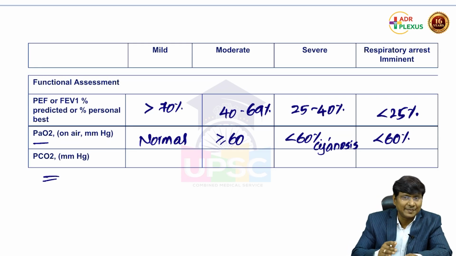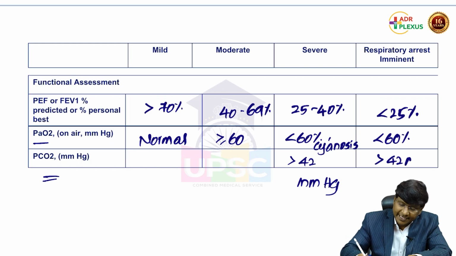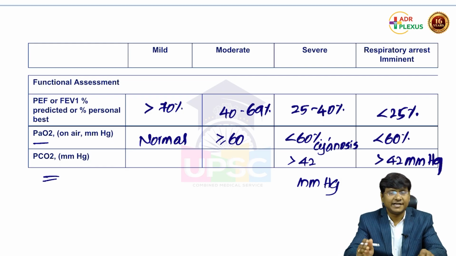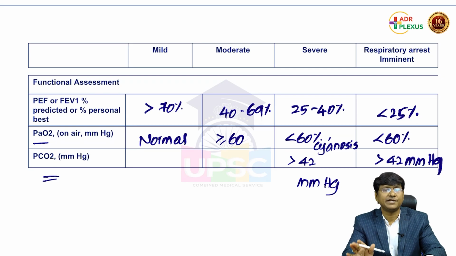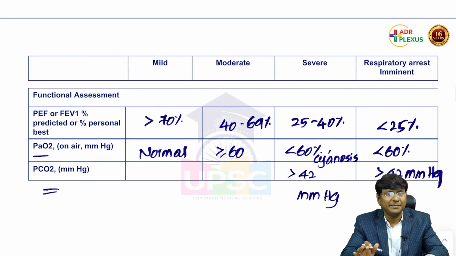And for the partial pressure of carbon dioxide, there will be severe hypercapnia in severe, as well as in respiratory arrest, and that will result in respiratory acidosis or type 2 respiratory failure, right, type 2 respiratory failure. Now, in the treatment, it completely depends upon the severity of the bronchial asthma.